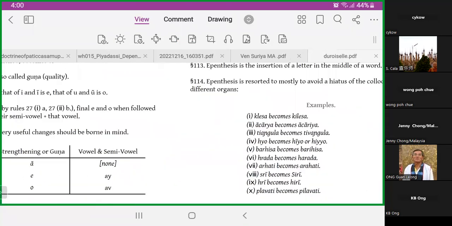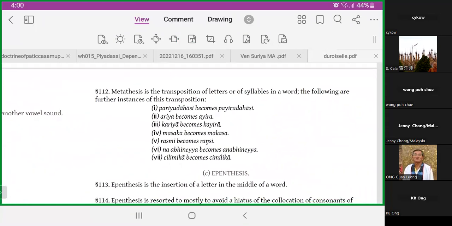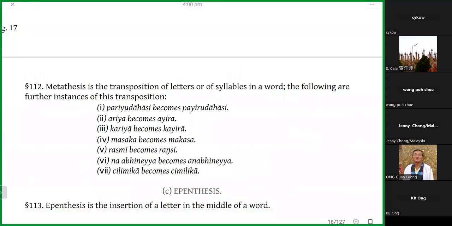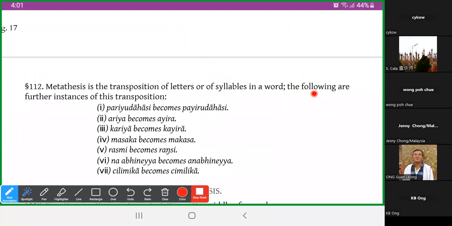Okay. This is something here. Might as well we go through this a little bit. Let's finish it. It's quite interesting to read also. Let's join me in reading. So metathesis. Metathesis is a transposition of letters or of syllables in a word. The following are further instances of this transposition. Pariyudahasi becomes pairudahasi.